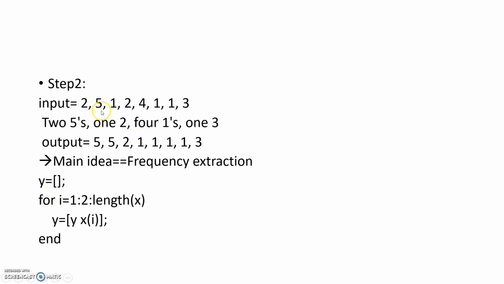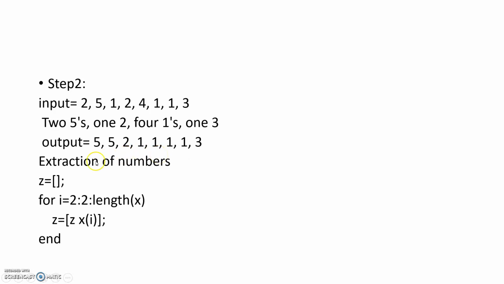Obviously we will extract the digits of the integers which are repeating in our sequence. There are 5, 2, 1 and 3 which are basically repeating. So that is the extraction of numbers. We will define another array z, and we will start our index from 2, because this particular 2 which corresponds to index position 1 is nothing but the frequency. So if you want to extract the original integers which are repeating in our main sequence, we have to start the index from 2.